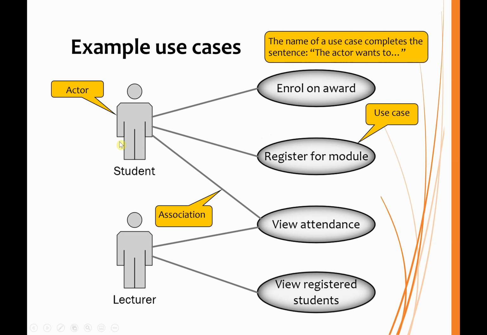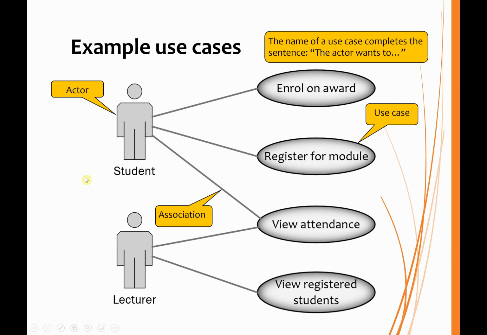So we could have the student wants to enroll on an award, the student wants to register for a module, the lecturer wants to view attendance. The student wants to view attendance, and you can see that there are two lines of association to that use case. But what the lecturer sees and what the student sees might be quite different. So there is an argument for actually making this two different use cases.